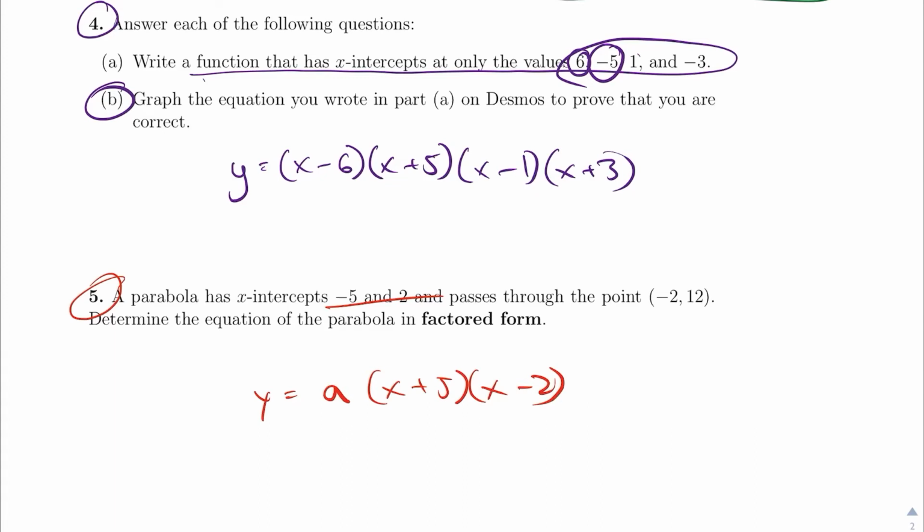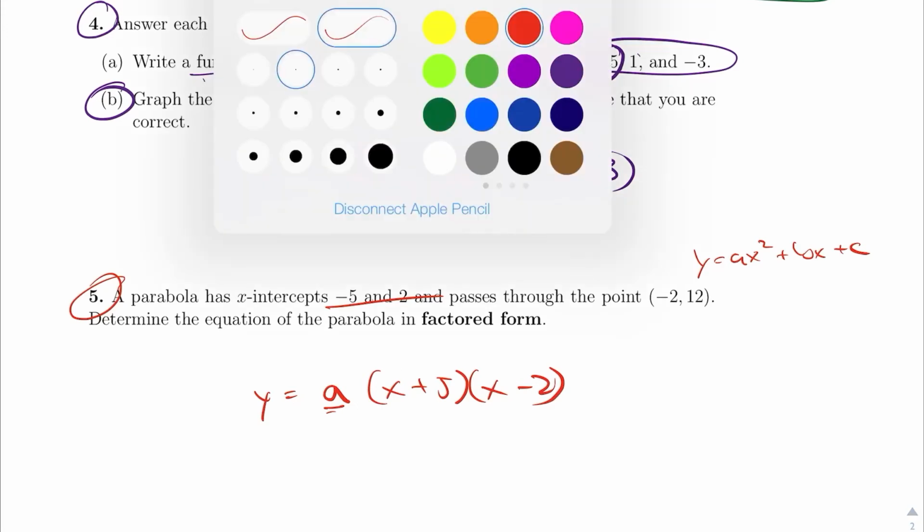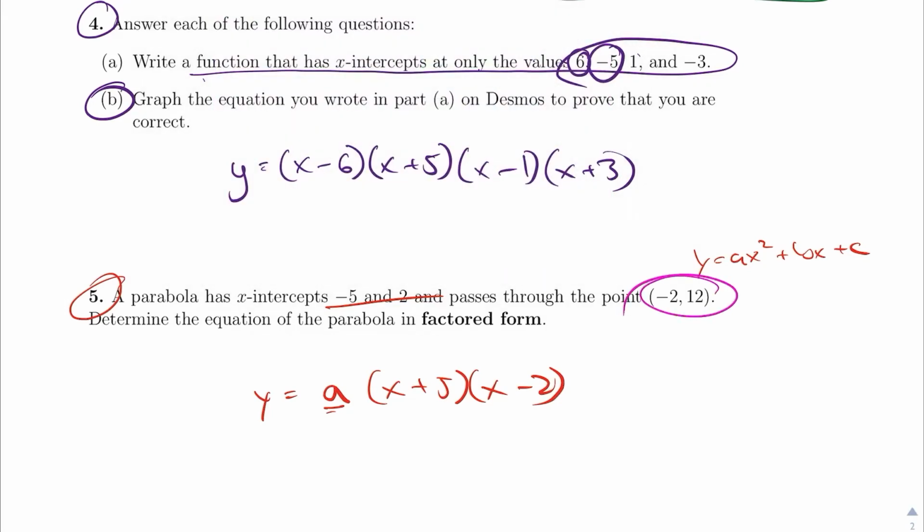The reason we put an a there is that if you distribute it out, you get ax squared plus bx plus c, like we saw earlier with standard form. What we're going to do is find out how much a has to be for this specific problem. The one piece of information we haven't used yet is the fact that it goes through this point. So let's plug in this point to find a.